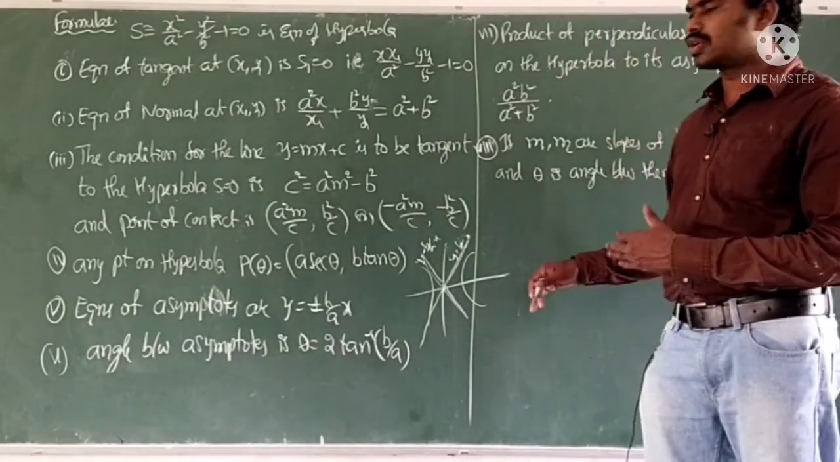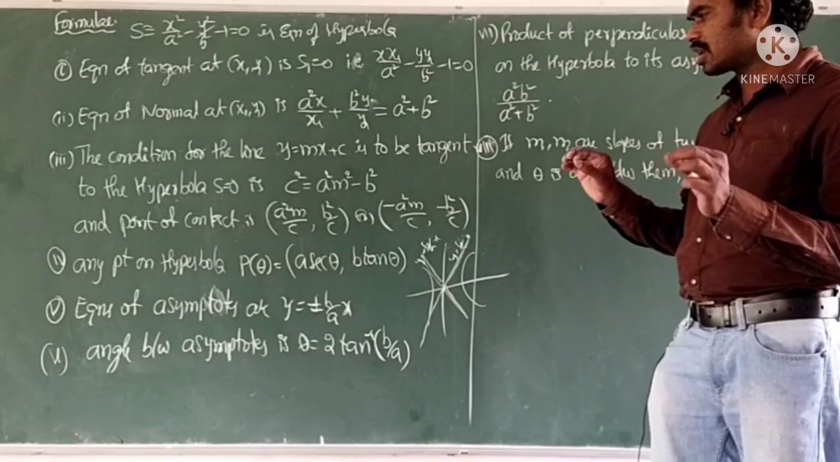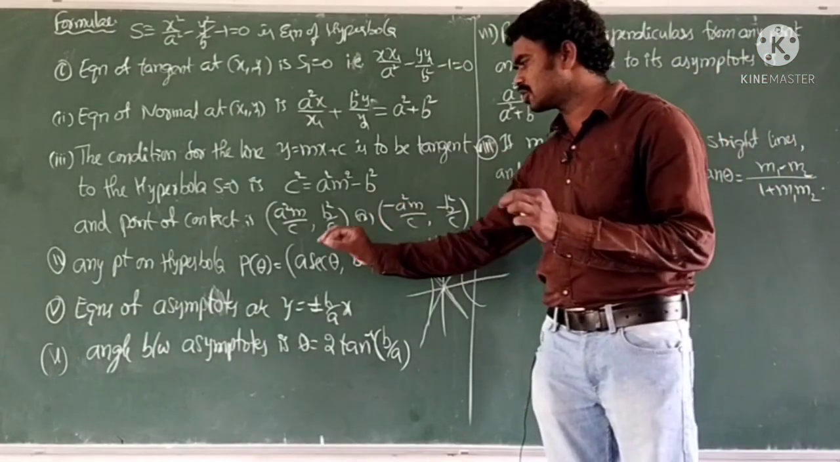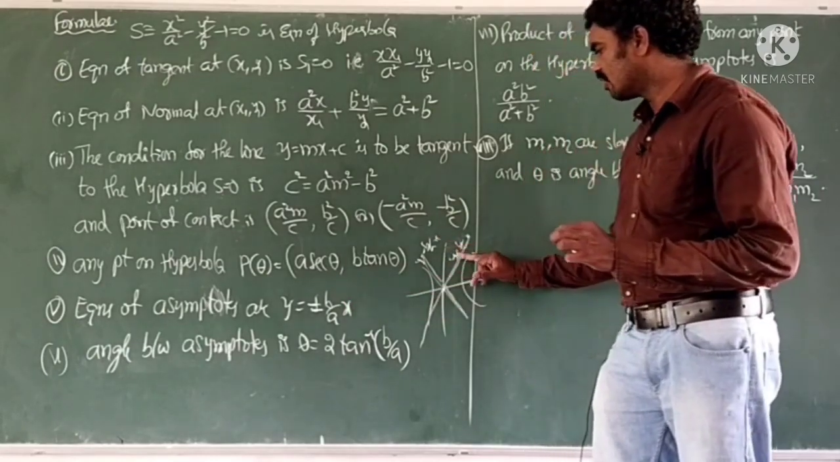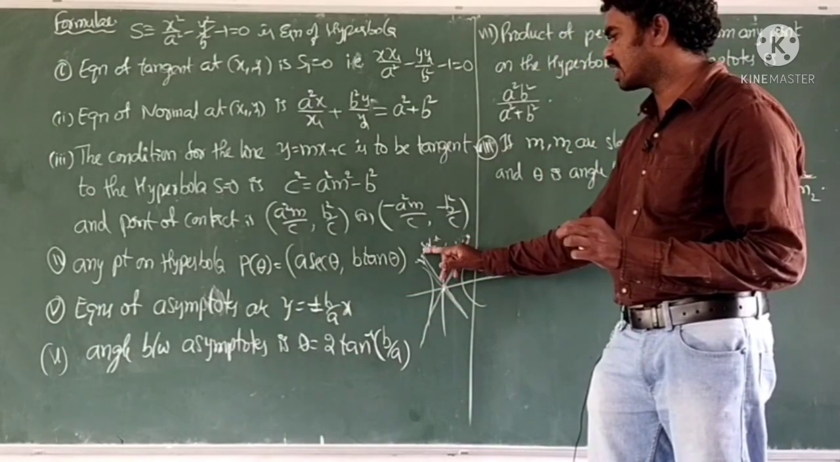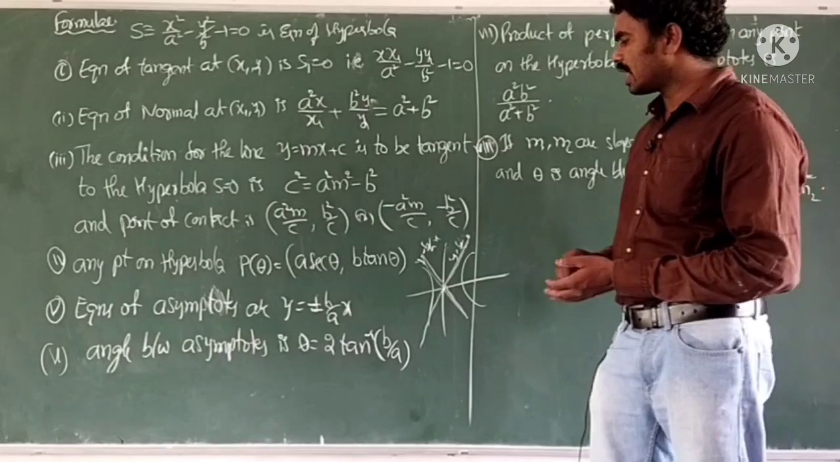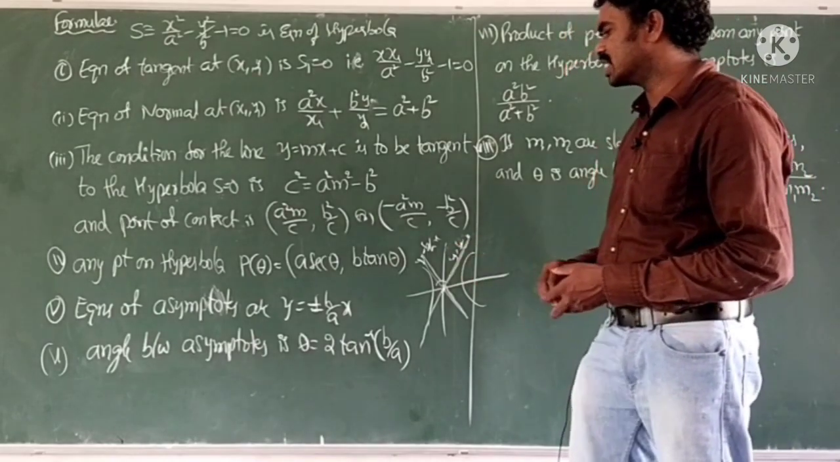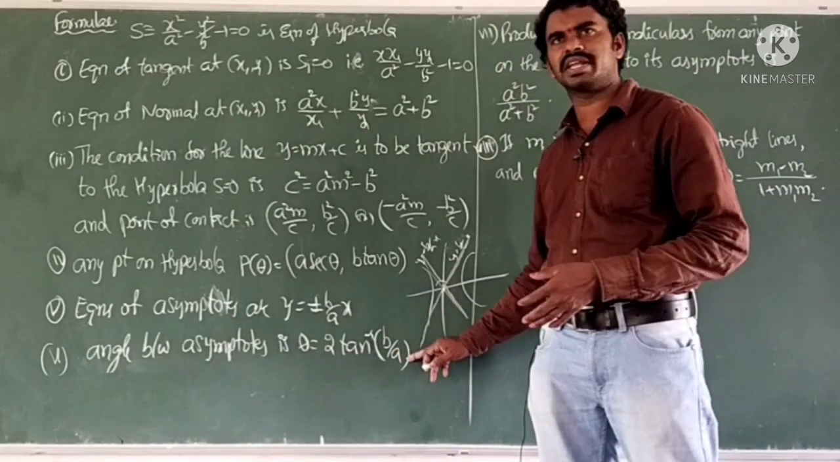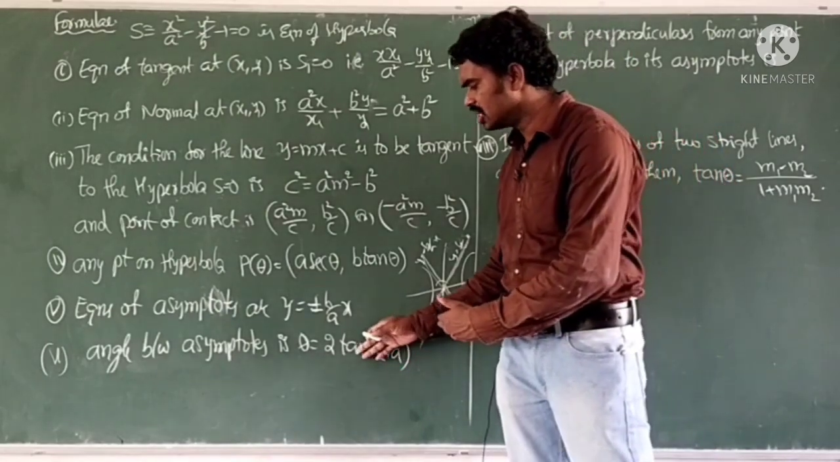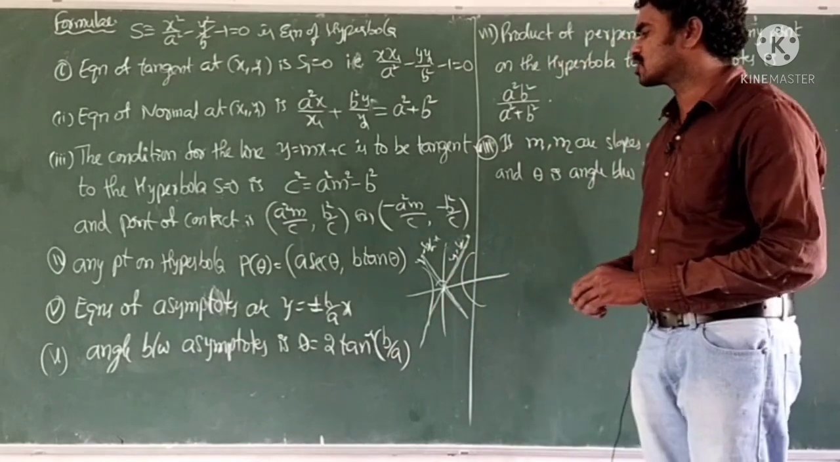Okay, so no need for a lengthy definition. You just remember what the asymptotes are: y equal to plus or minus b by a x. One is y equal to plus b by a x, another one is y equal to minus b by a x. And the angle between these two asymptotes is 2 tan inverse b by a, 2 tan inverse b by a. Of course, we have a question on this proof. I will tell you there also.